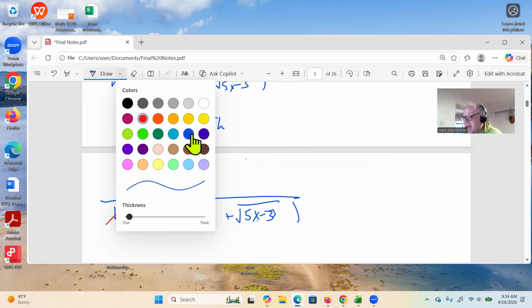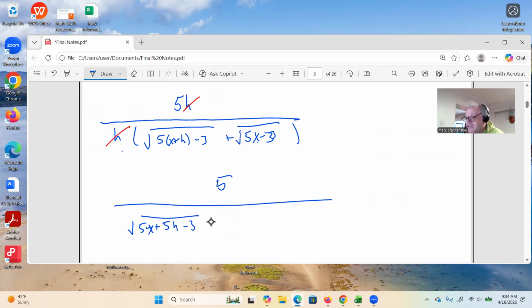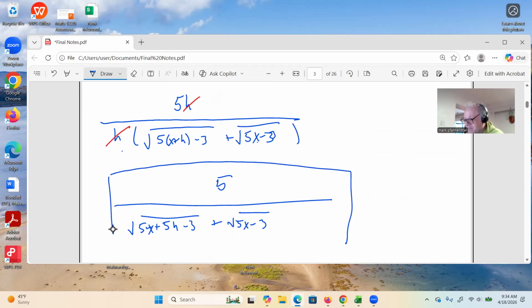So we're going to simplify this and write it nicely. But we know we're done with the problem because we canceled that h, and that's all we have left to deal with. So we have square root 5x plus 5h minus 3, I distributed it, plus square root 5x minus 3, and you're done. As ugly as that looks, that actually is my answer, and that's what it's supposed to look like. All right, so that's how you do part B here.